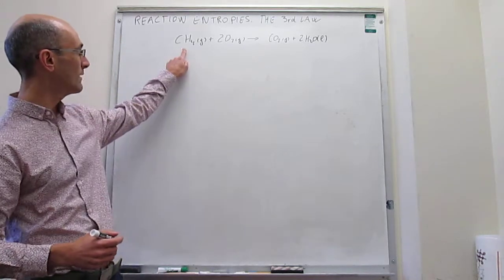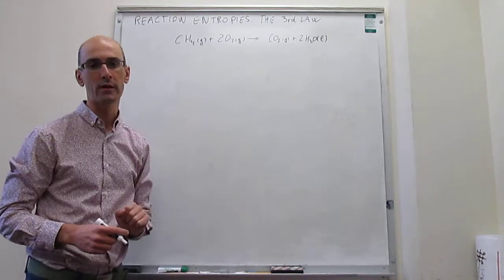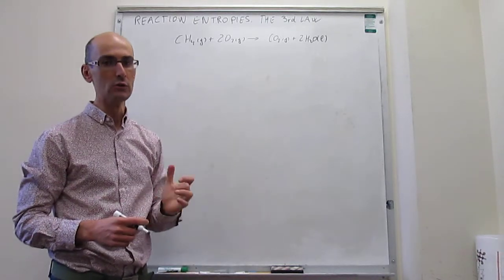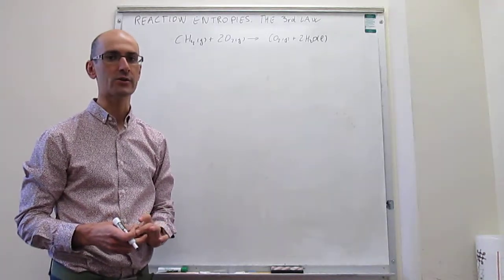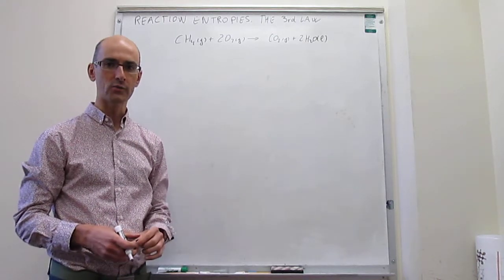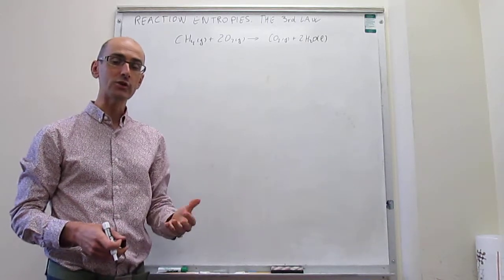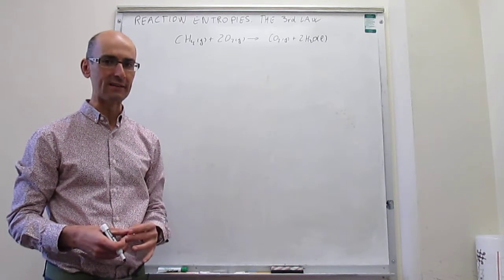In this reaction, we have 3 moles of gas in reagents and only 1 mole of gas in products. That means that you will be losing entropy, and delta S should be negative for this reaction. Alright, so again, the prediction is something that can be done without actually typing any numbers. Now the question is, how do we calculate that reaction entropy quantitatively?